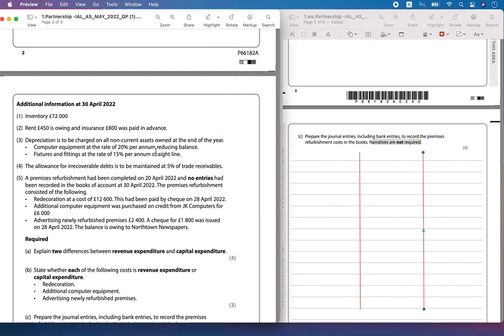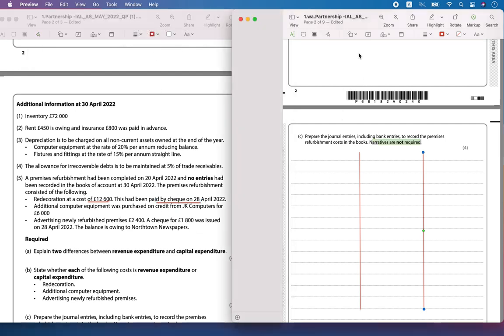This involves some of them not being recorded, and so we have to see how to correct these entries. So first one is a redecoration cost. The redecoration cost of 12,600 had been paid by check. So what are the two accounts that are going to get affected? First one is bank, because it was paid by check, and there is a redecoration expense account. There will always be an expense account.